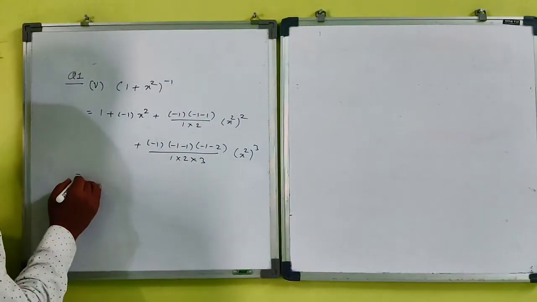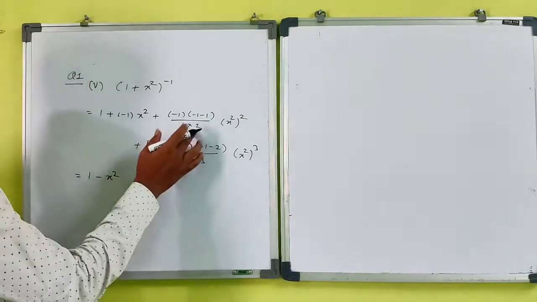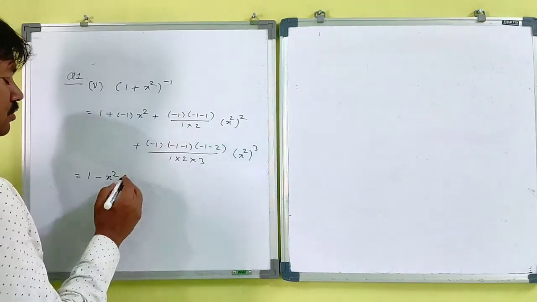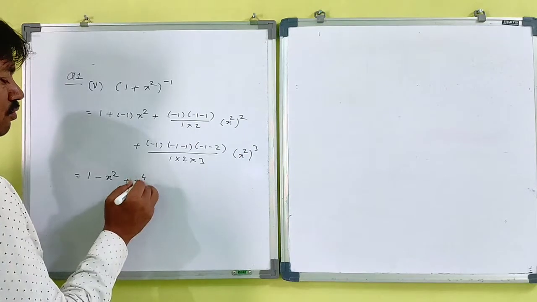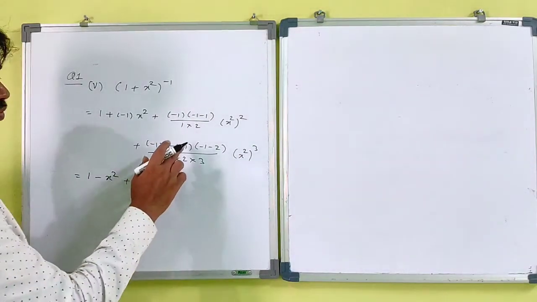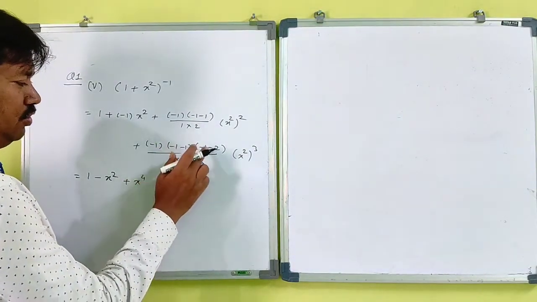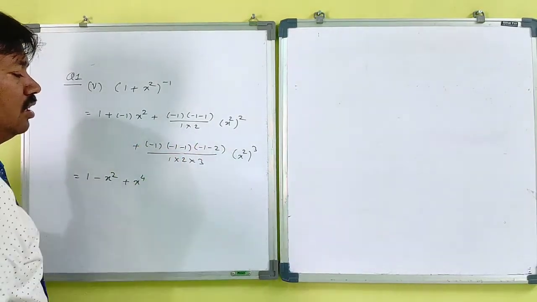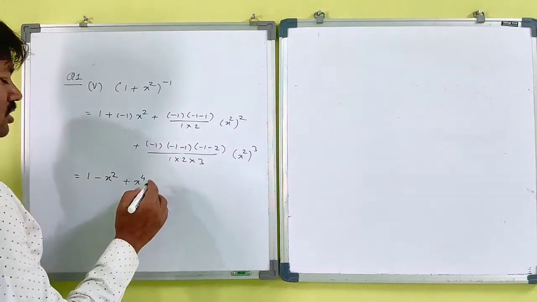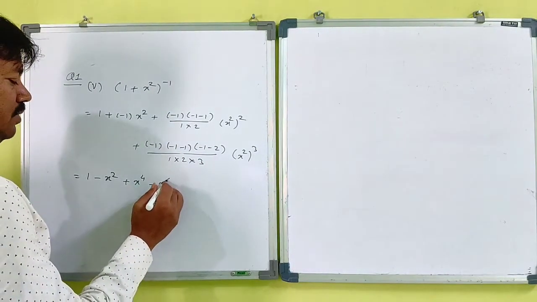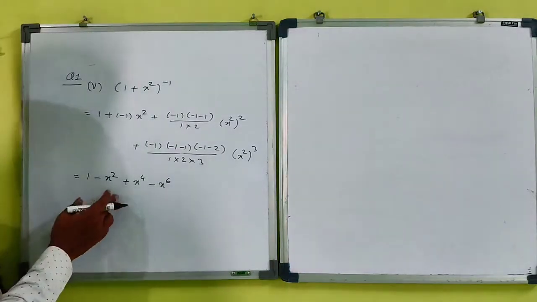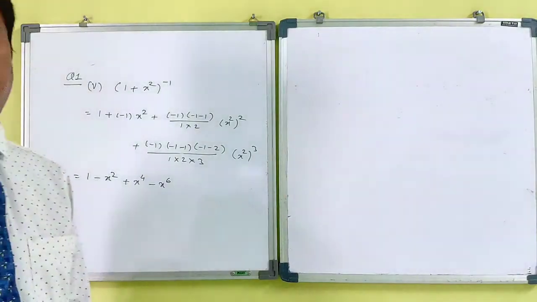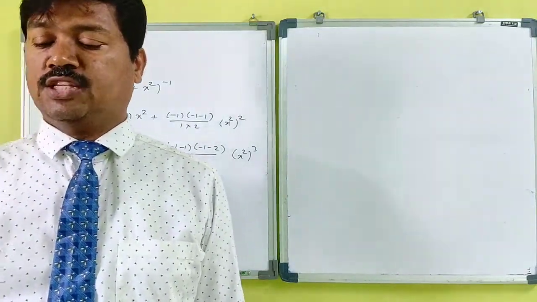So here it is 1 minus x squared, and the 2 and 2 get cancelled, so that will become plus x raised to 4. Now here, minus 2 into minus 3 will become 6, and this is also 6, so they get cancelled. But in 1, 2, 3, there will be 3 negatives, so it is minus x raised to 6. So the answer is 1 minus x squared plus x raised to 4 minus x raised to 6. Those are the first 4 terms for this expression.